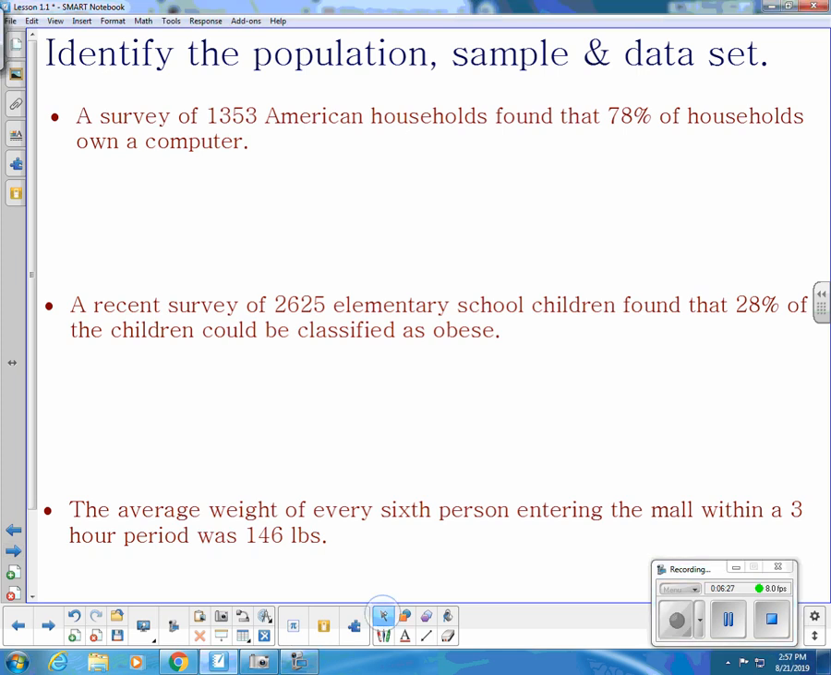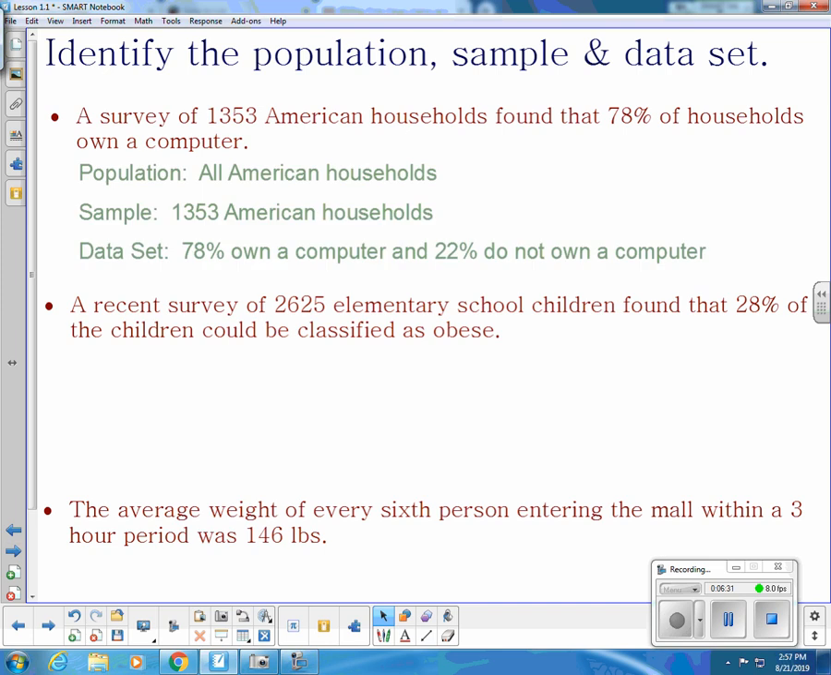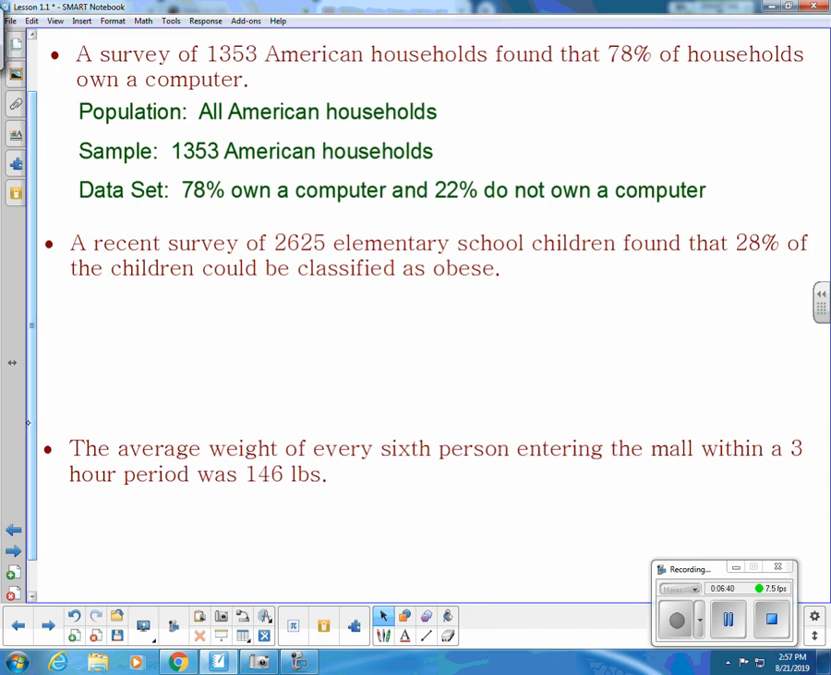Okay, let's see if you're right. So in the first one, we have a population of all American households. The sample is the 1,353 households that were actually surveyed. And the data set is 78% own a computer, 22% do not own a computer.